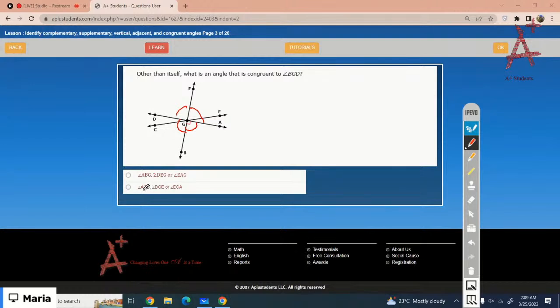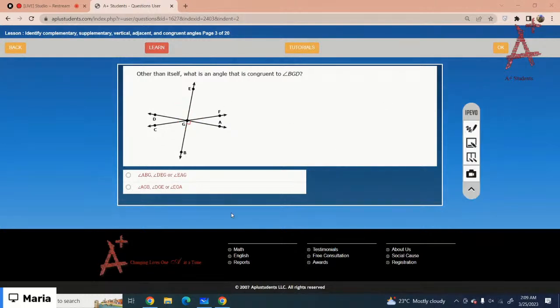All of them have the angle G in the middle. Got it? So the second option is the correct answer because they share a common vertex. The common vertex is G. So the rest of the three angles are congruent to angle BGD. Got it?